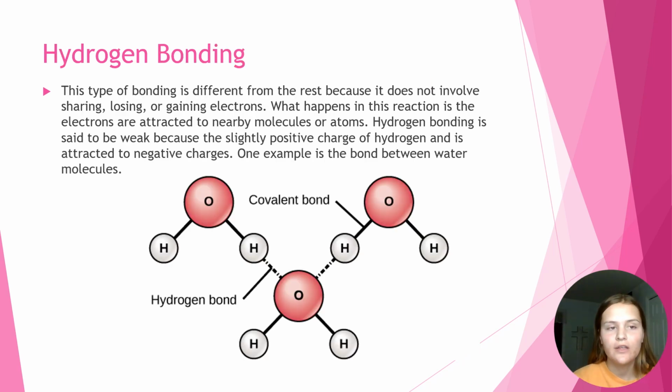Okay, so another type of bonding, you have your hydrogen bonding. This type of bonding is different from the rest because it does not involve sharing, losing, or gaining electrons. What happens in this reaction is the electrons are attracted to nearby molecules or atoms. Hydrogen bonding is said to be weak because of the slightly positive charge of hydrogen and its attraction to negative charges. One example is the bond between water molecules. So, although these attractions are weak, one positive aspect about it is its flexibility.